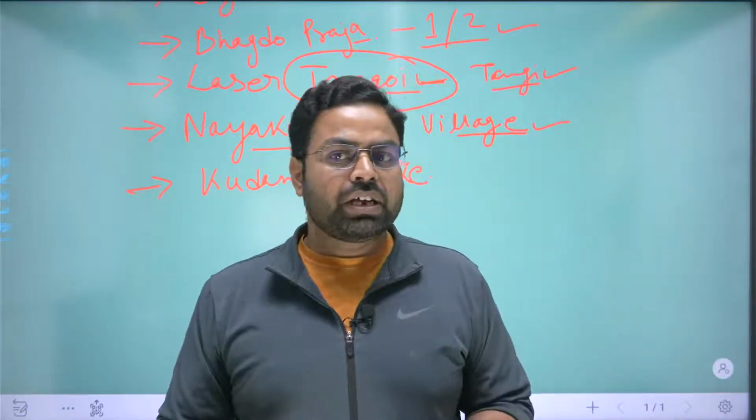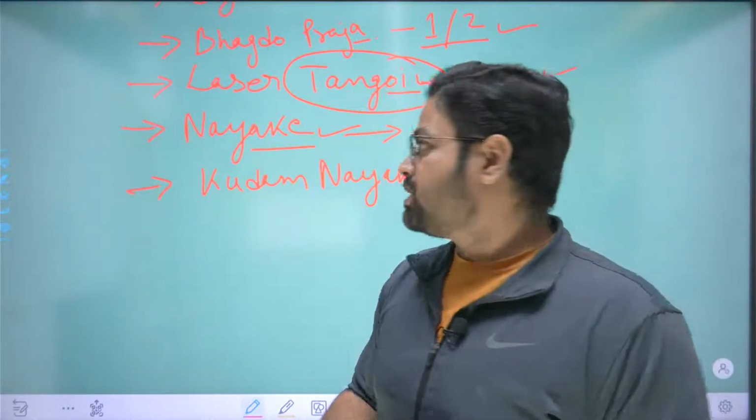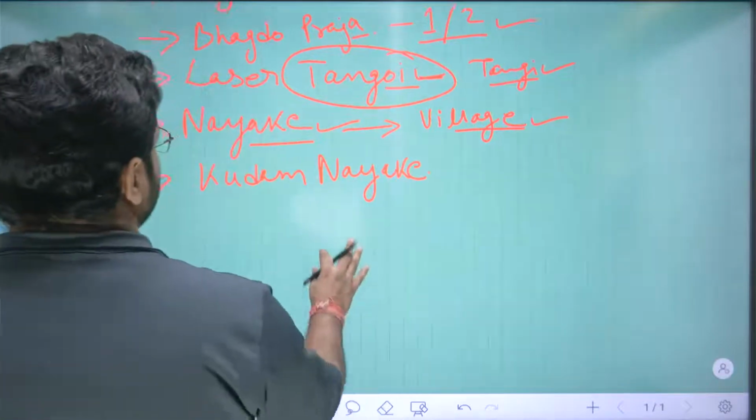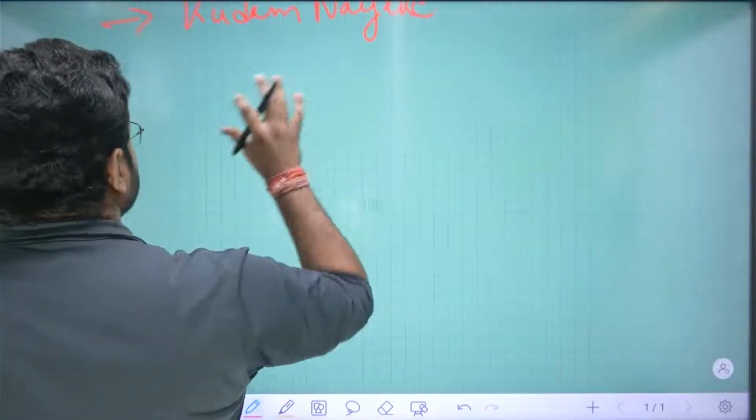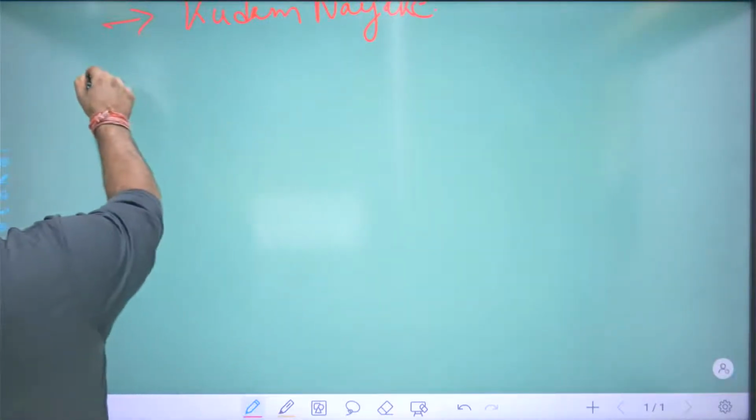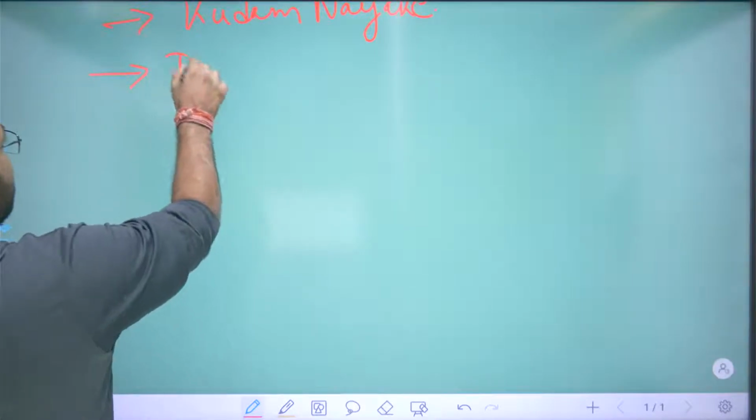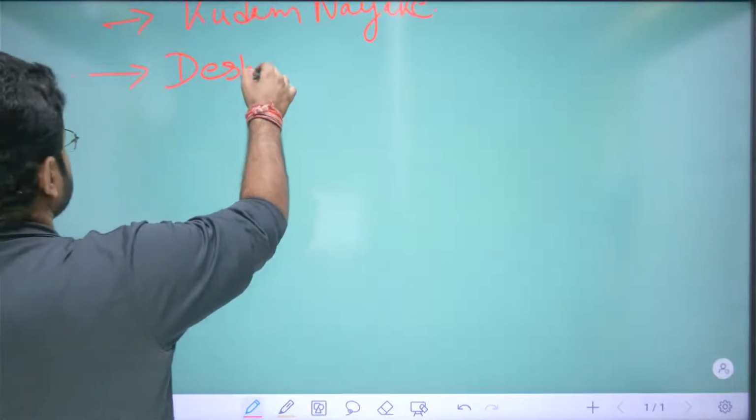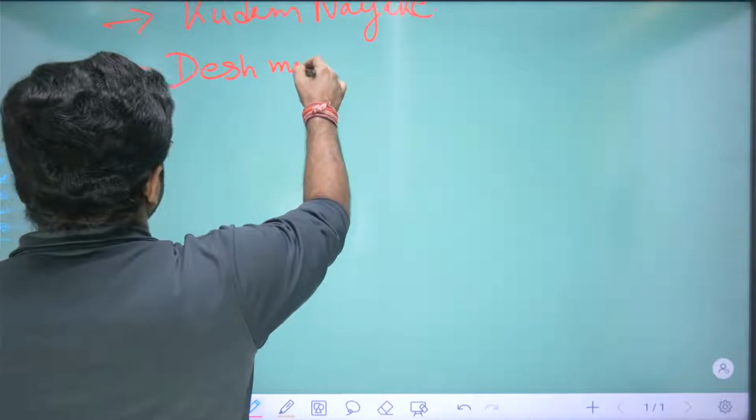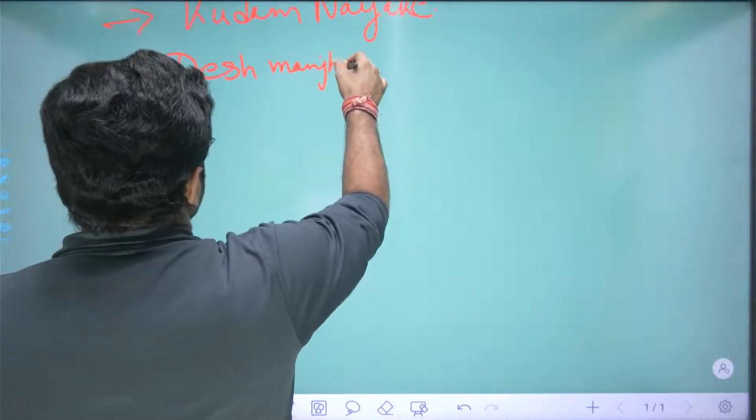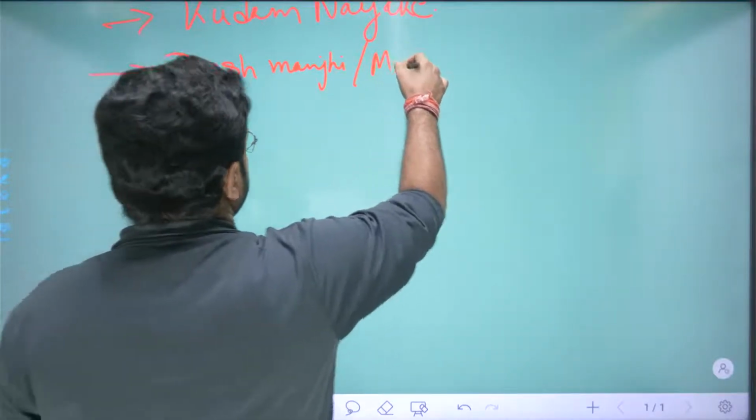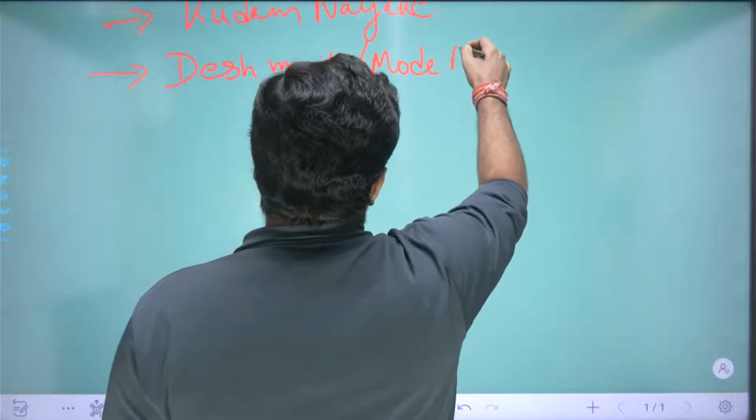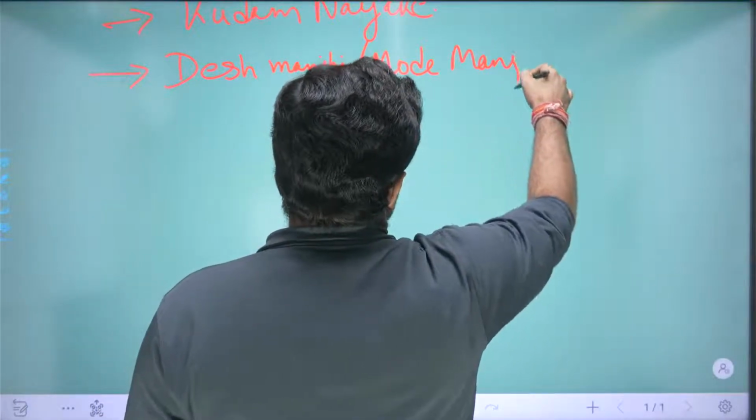And thereafter, above the village administrative system, there was a higher level administrative authority also, and that was Des Manjhi or Mode Manjhi.